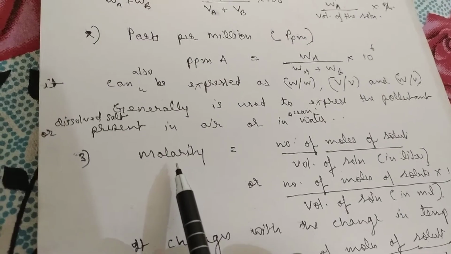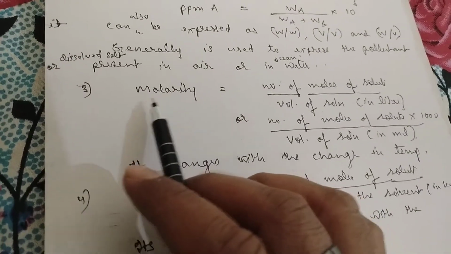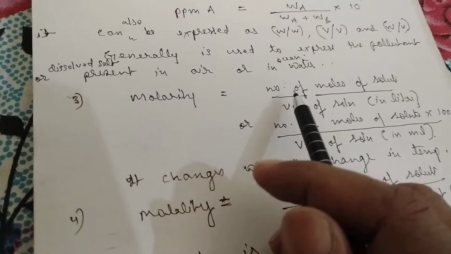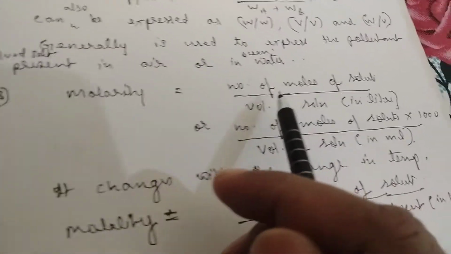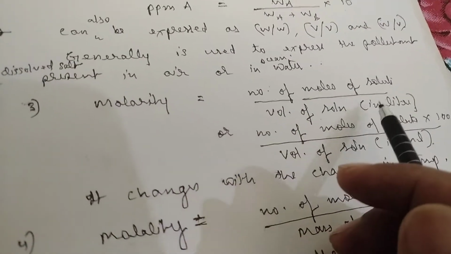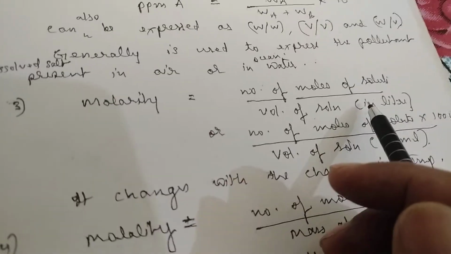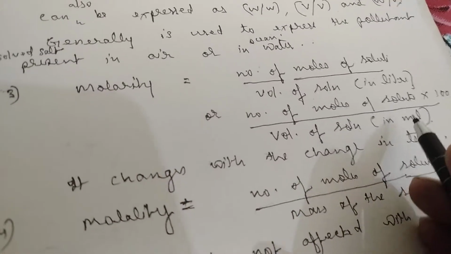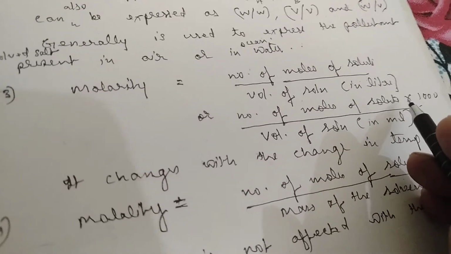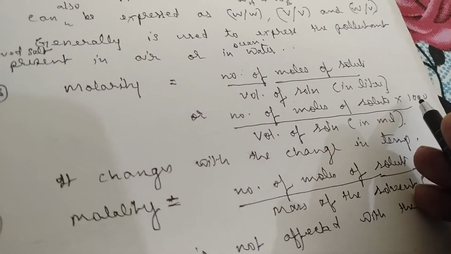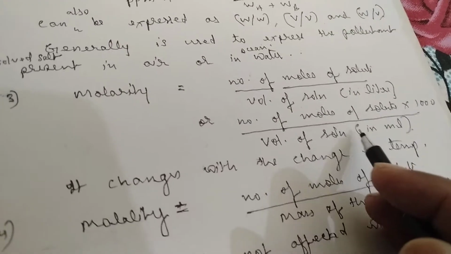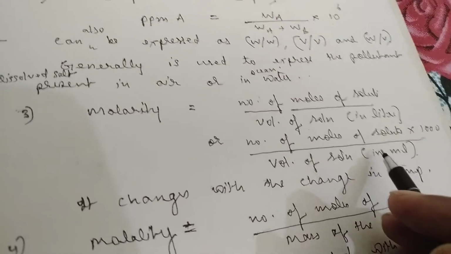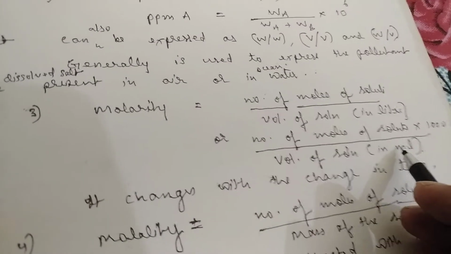Now, the next method of expressing the concentration is molarity. Molarity is nothing but the number of moles of solute divided by volume of solution in liter. Note it down, when the volume is given in milliliter, then the numerator should be multiplied with 1000, because the volume of solution should always be in liter. If it is in milliliter, then milliliter must be converted into liter.